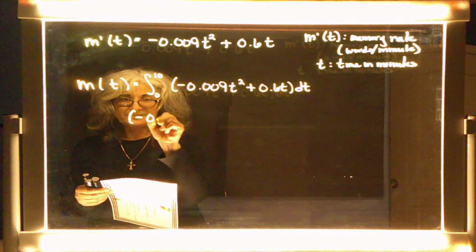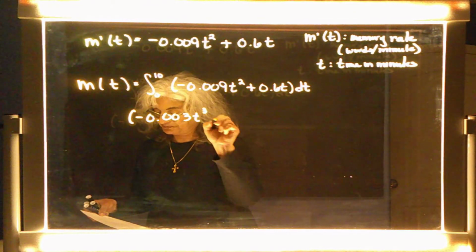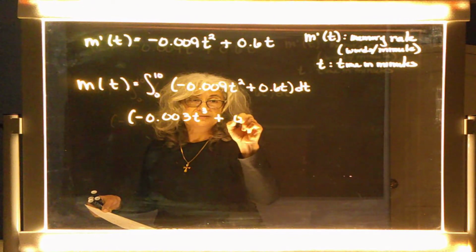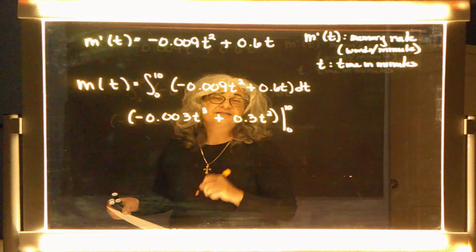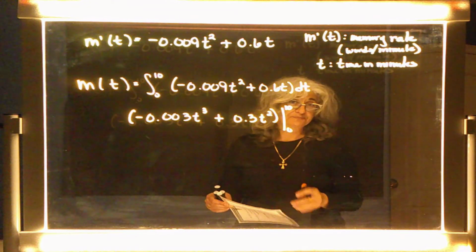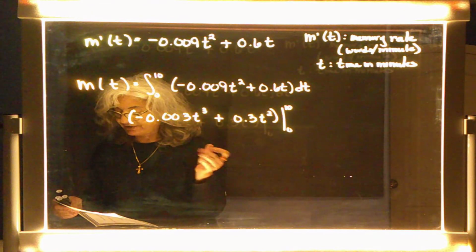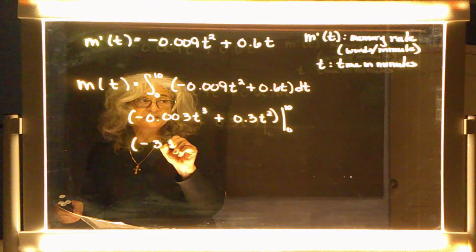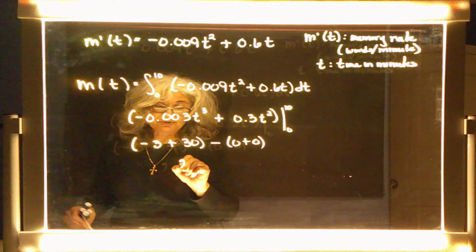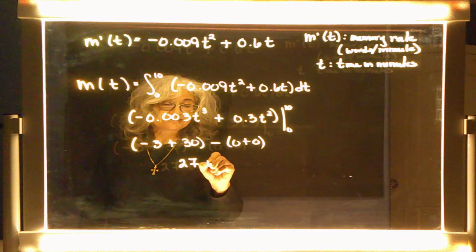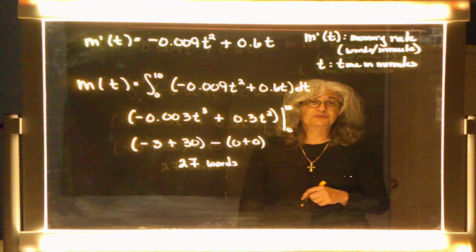I got negative 0.003 t cubed plus 0.3 t squared, and I'm evaluating from 0 to 10. Hopefully you got the same thing. Cool? All right. So I'm plugging in the 10. I'm plugging in the 0. When I plug in the 10, I get negative 3 plus 30. When I plug in the 0, I get 0 plus 0. So in this particular case, I get 27 words. That in the first 10 minutes, 27 words are memorized.